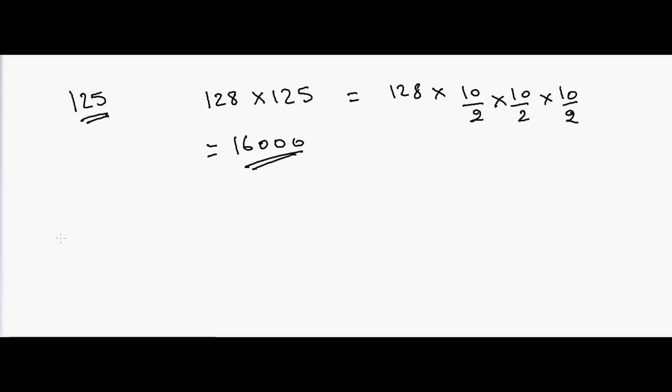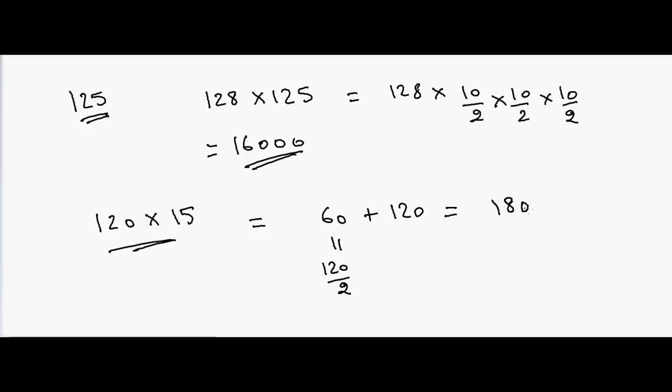Now let's do another thing. If we have to multiply 120 by 15, how will I do that? In that case, what I'll do is I'll take half of 120. Half of 120 is 60, and then I'll add that to 120. So this is equal to 180. Then I put one more zero. So that's my answer.